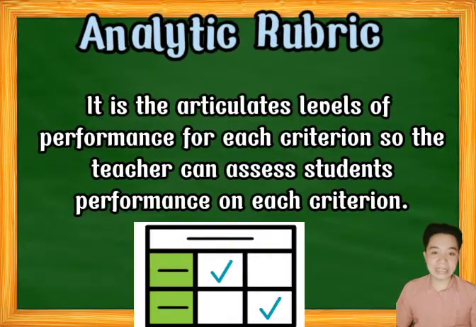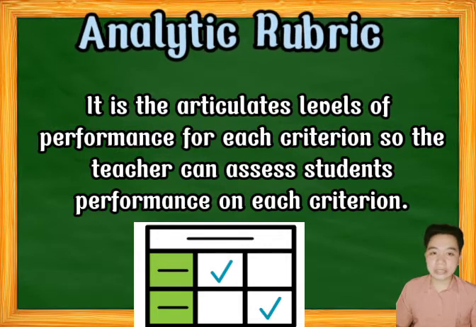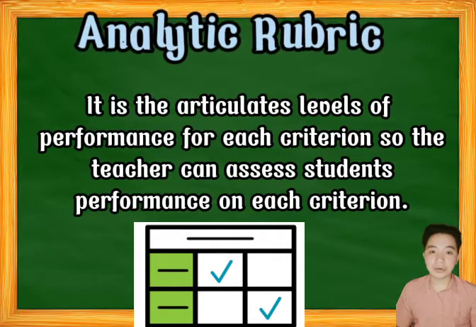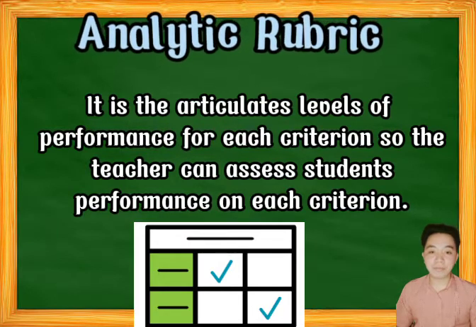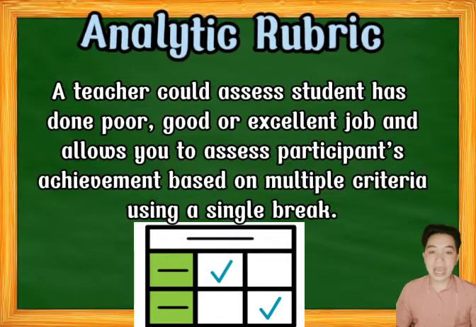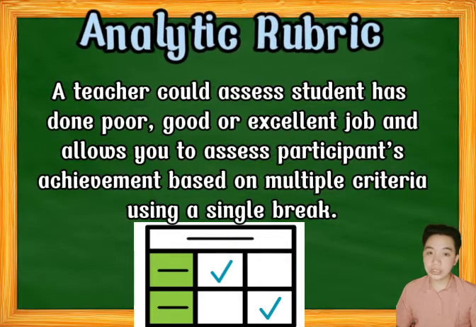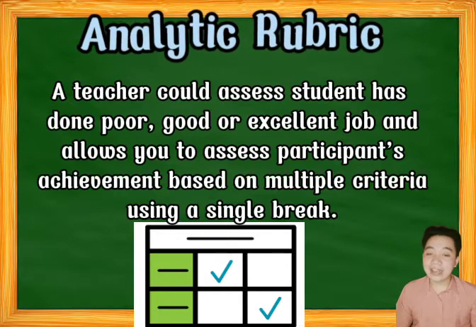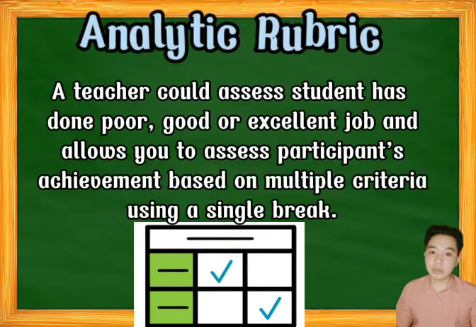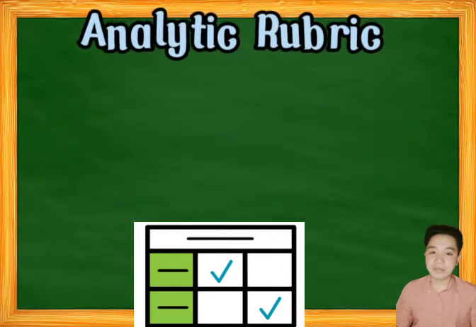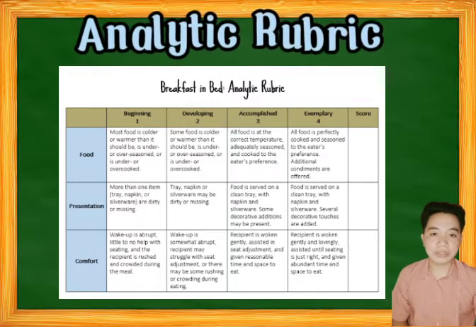Now, let's tackle the analytic rubric. An analytic rubric articulates levels of performance for each criterion so the teacher can assess student performance on each criterion. A teacher could assess whether a student has done a poor, good, or excellent job, and it allows you to assess participant achievement based on multiple criteria using a single rubric. Analytic rubrics identify and assess components of a finished product.